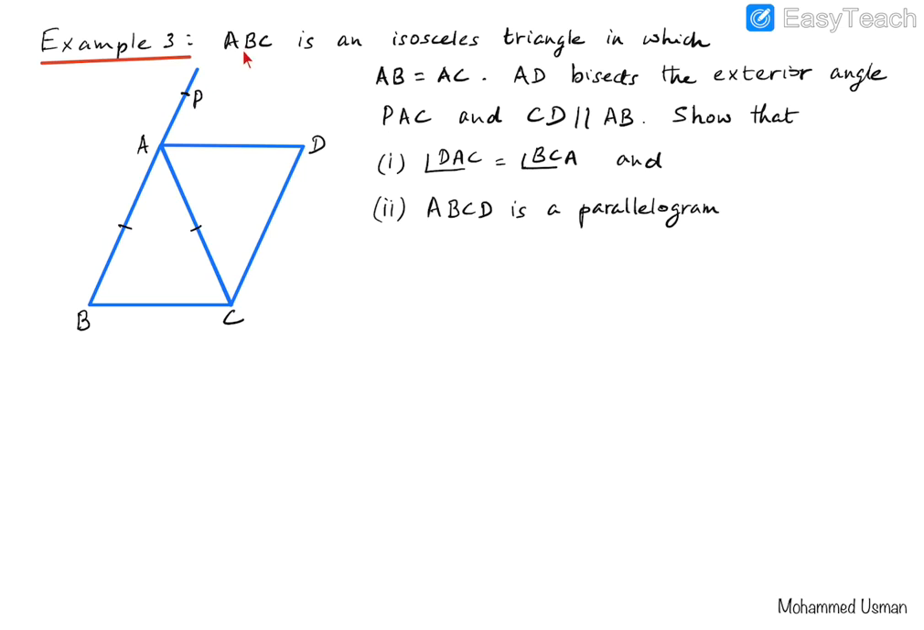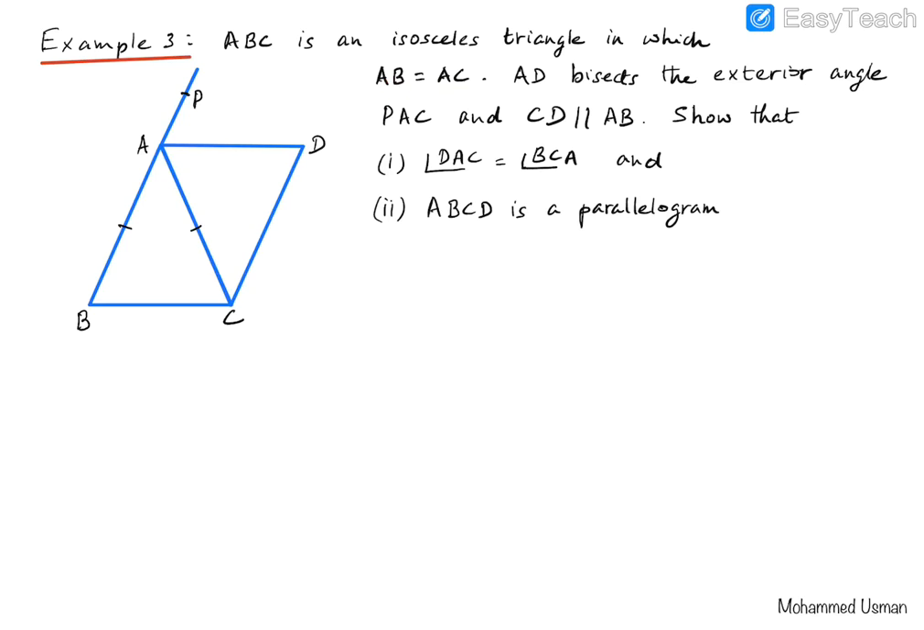Okay, let us do this example here. In this example, we are given a triangle ABC, and it's stated that ABC is an isosceles triangle. That means 2 of the sides are equal. So the side AB is equal to the side AC. AB and AC are equal. This is given to us.